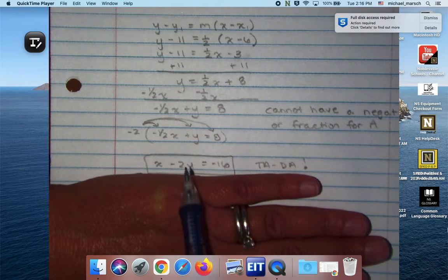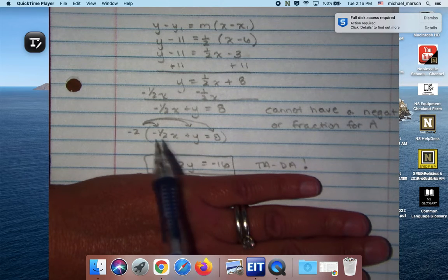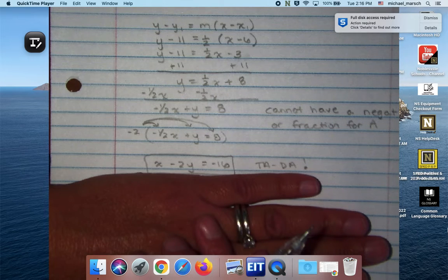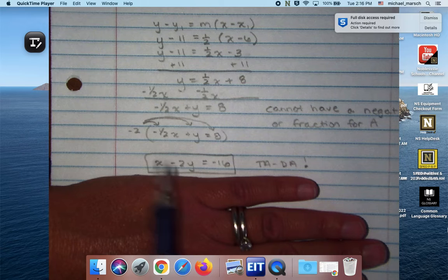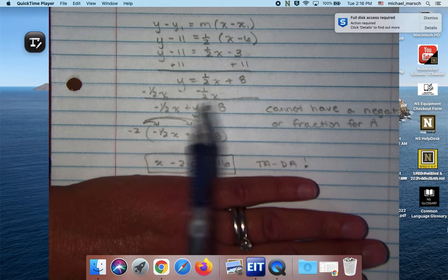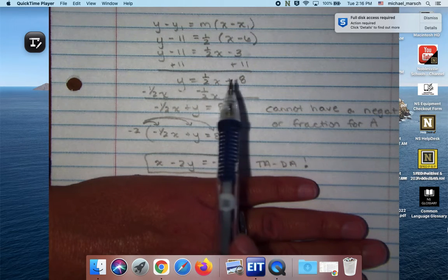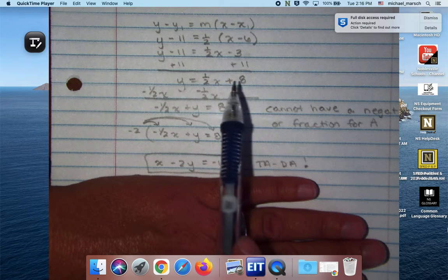Can you multiply by any number to make it positive? I mean, you could have multiplied it times negative 4, anything that can be divided by 2, so that it becomes a whole number. And then that would be your standard form. So if I took this standard form and turned it back into slope-intercept, it's going to be back up here.